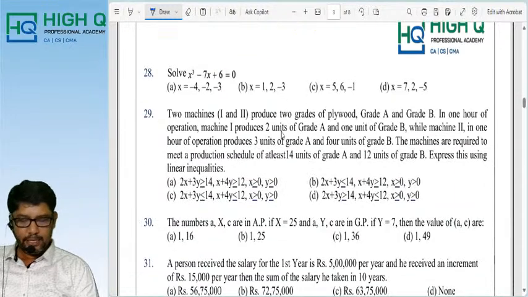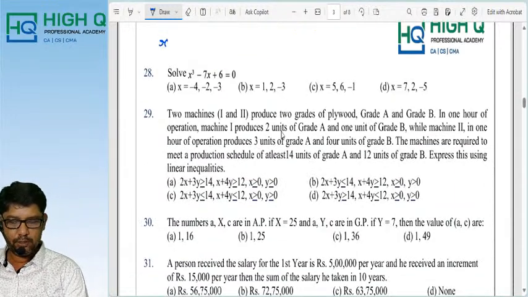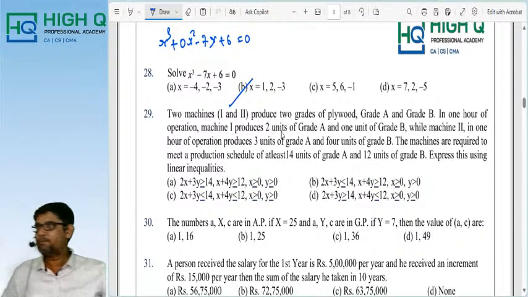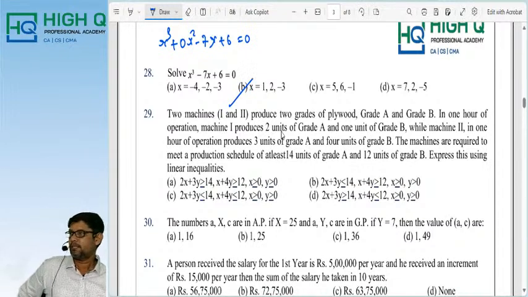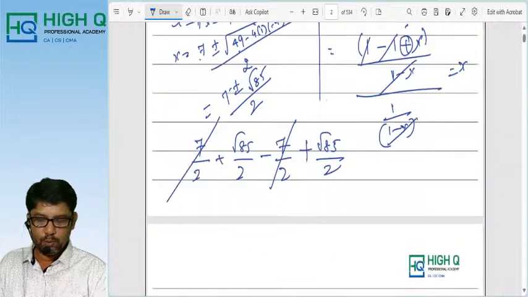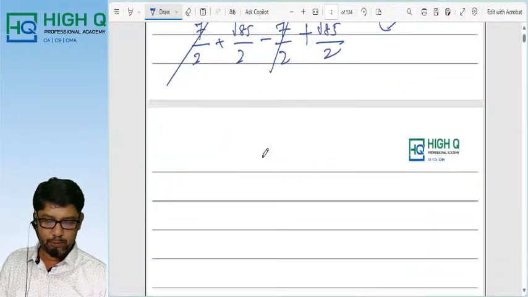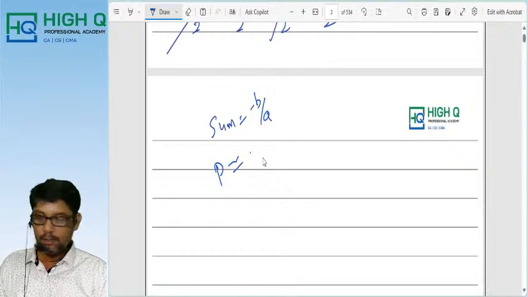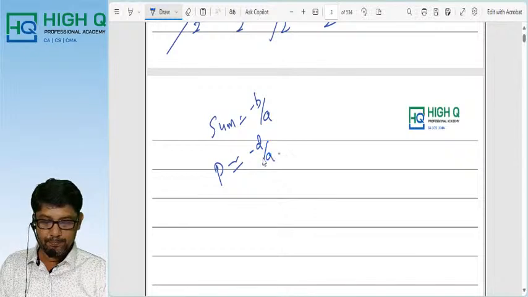Now, x cube minus 7x plus 6 is equal to 0, that is x cube plus 0x square minus 7x plus 6 equal to 0. By looking at the question, I'll say the answer is B. But still, how many of you know the rule? For a cubic equation, what is the rule, my dear? Sum of roots is equal to minus B by A. Product is equal to what? Minus D by A.